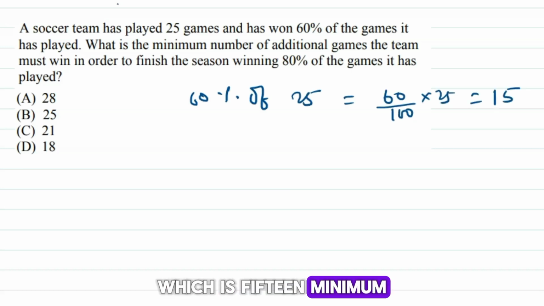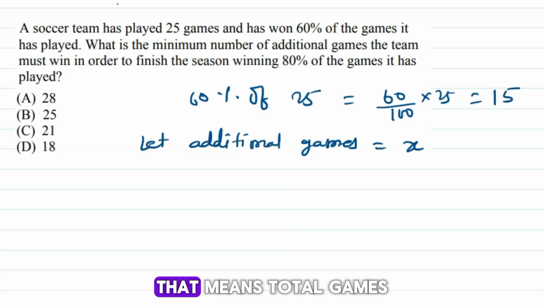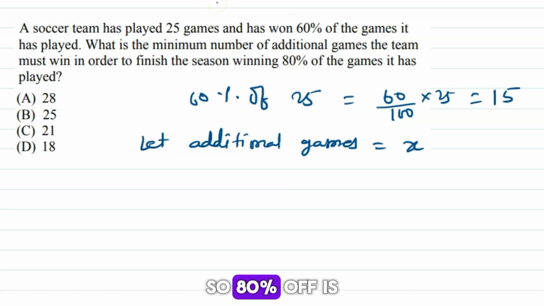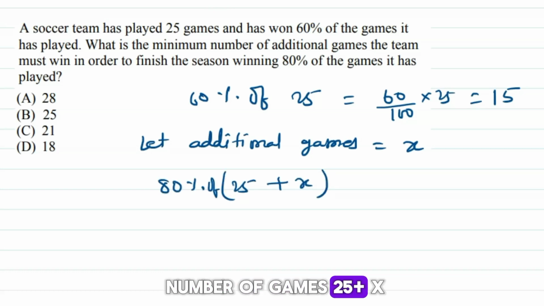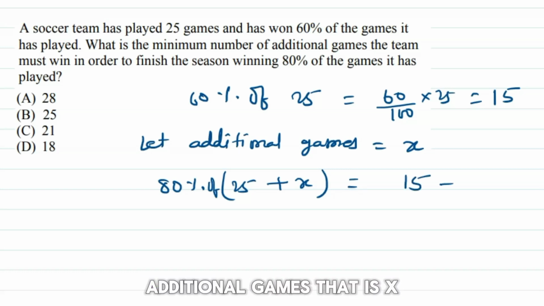Minimum number of additional games: let the minimum number of additional games be X. That means the total games they will be playing increases by X. Since it says minimum number of additional games, to reach 80% they will have to win all the additional games they play. So 80% of the total number of games, 25 plus X, should be equal to the 15 they have already won plus all additional games, that is X.